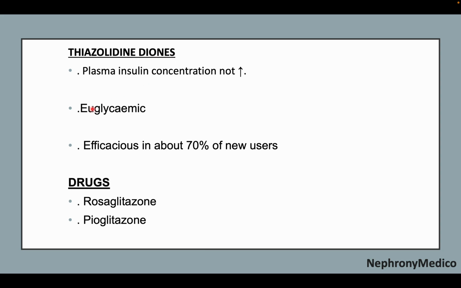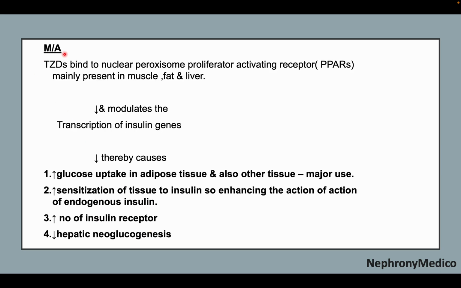Now, thiazolidinediones. These are euglycemic drugs including rosiglitazone and pioglitazone. The mechanism of action: these bind to the nuclear peroxisome proliferator activated receptor, mainly present in muscle, fat, and liver, and modulate the transcription of insulin genes, thereby causing increased glucose uptake in adipose tissue and other tissues, increased sensitization of tissue to insulin so enhancing the action of endogenous insulin, increased number of insulin receptors, and reduced hepatic gluconeogenesis.